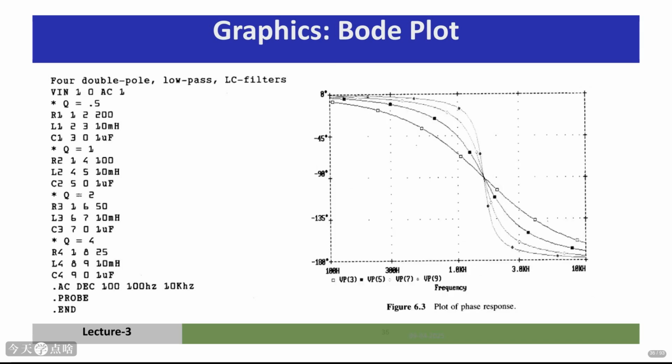Now let's look at the phase response. Again, we plotted the phase at nodes 3, 5, 7, and 9. Notice how the phase starts near 0 at low frequencies and shifts towards -90 degrees as the frequency increases, especially around the resonant frequencies. The phase shift indicates the delay introduced by the filter. For a low-pass filter, the phase shift is typically negative, meaning the output lags behind the input. The amount of phase shift is crucial for understanding signal integrity, especially in cascaded systems.